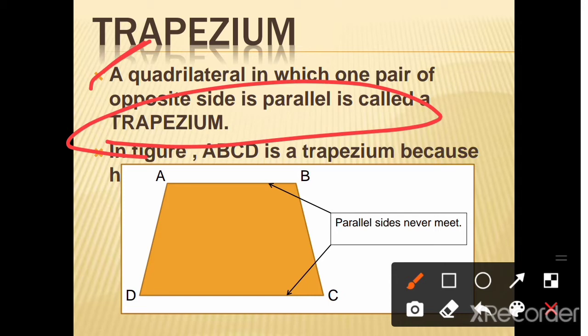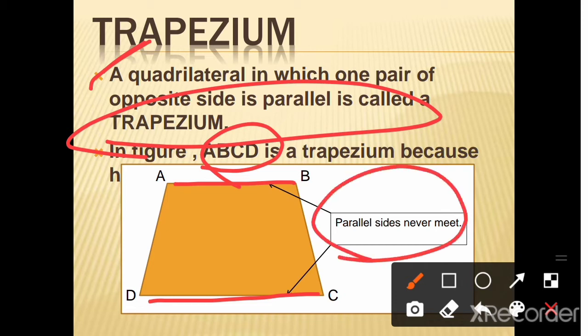In this figure, two opposite sides are parallel. It means side AB is parallel to side CD, so both lines are parallel. A quadrilateral in which one pair of opposite sides is parallel is called a trapezium. ABCD is given here, and ABCD is a trapezium because two line segments, AB and CD, are parallel. Parallel sides never meet together, so it is a trapezium.